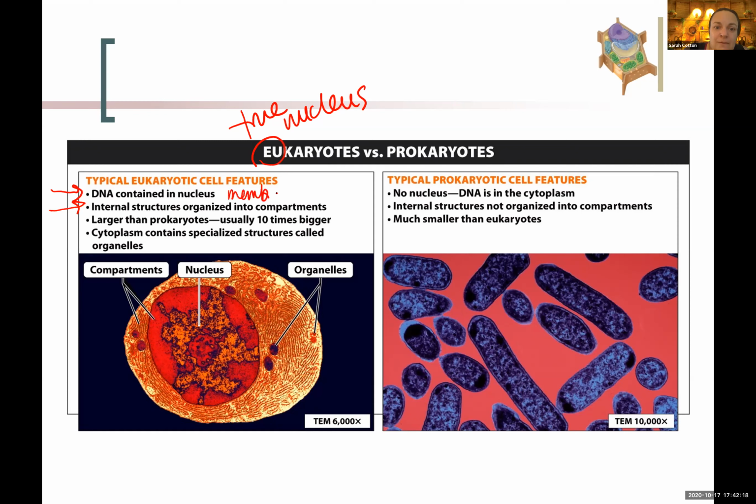My computer's being weird. I think it's hot. It's being sort of laggy.